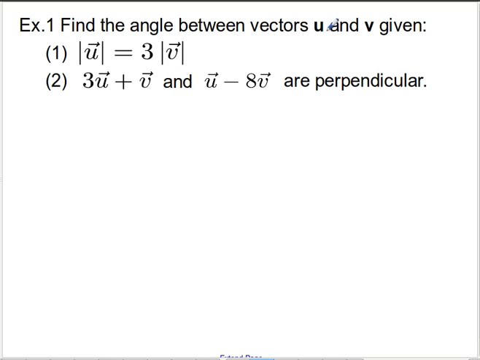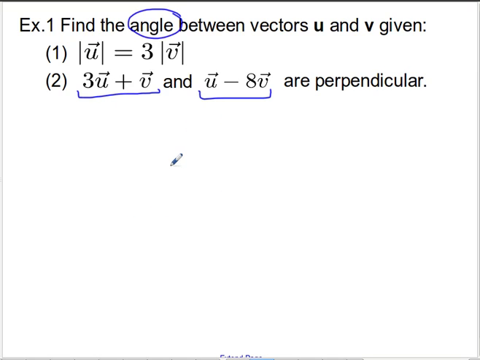I've got two vectors, u and v, and I've been asked to find the angle between these vectors given a couple of pieces of information. I've been given the fact that the magnitude of the vector u is 3 times as large as the magnitude of the vector v, and that the vector addition 3u plus v is perpendicular to the vector subtraction u minus 8 times v. And my goal here is to find the angle between them.